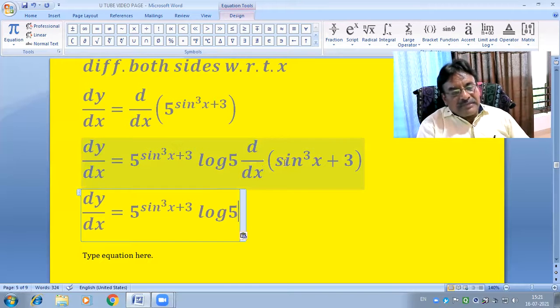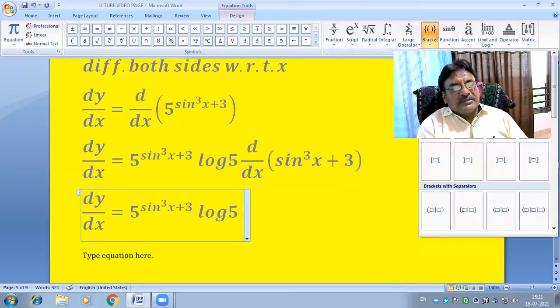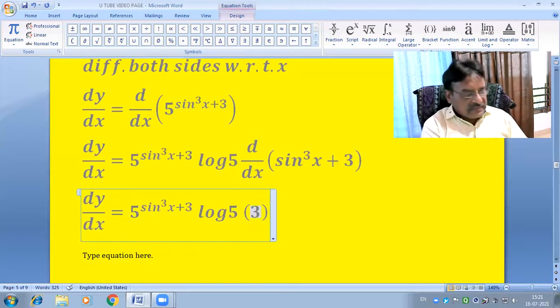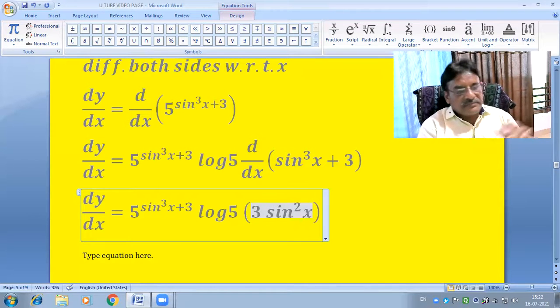Then we find, by using the addition rule, d/dx of sine cube x plus d/dx of 3. We find d/dx of sine cube x. Here we use the formula d/dx of f(x) to the power n, which is n times f(x) to the power n minus 1 into f dash of x. And here f(x) is replaced by sine x. So 3 sine to the power 3 minus 1, that is 2, so sine square x into d/dx of sine x.